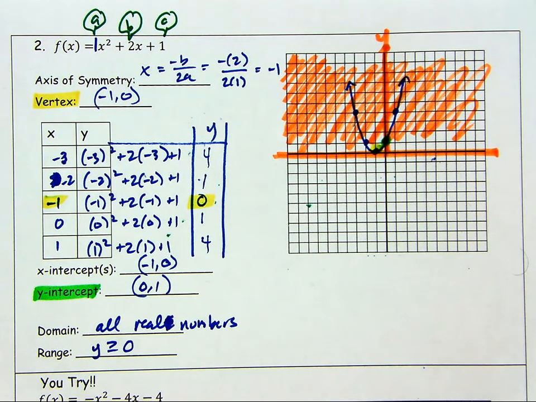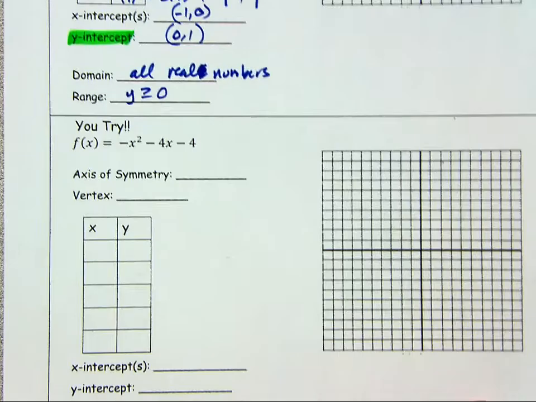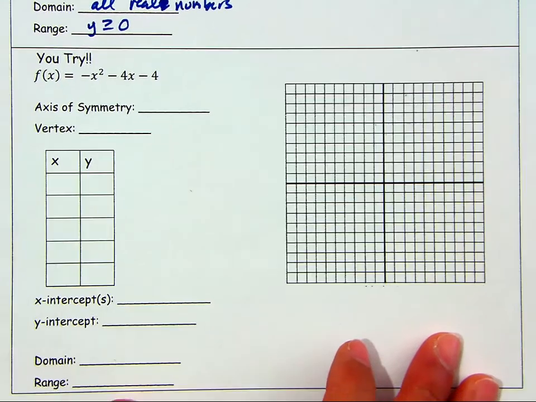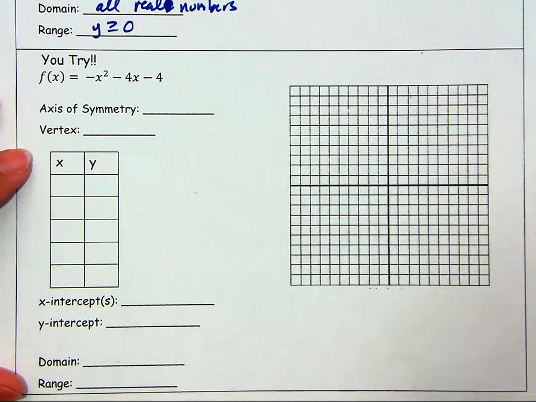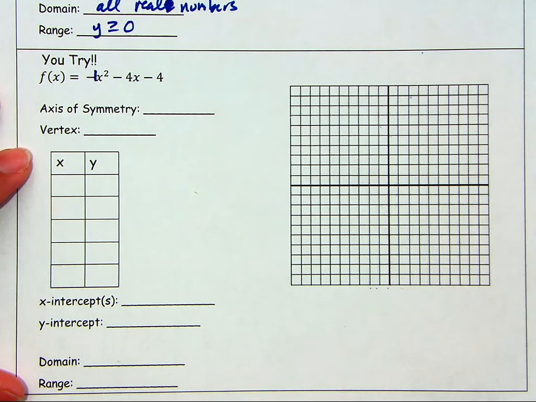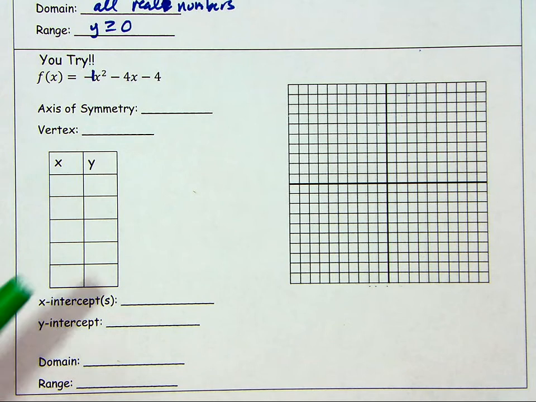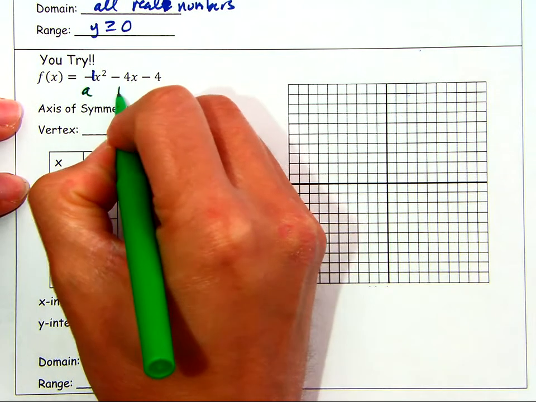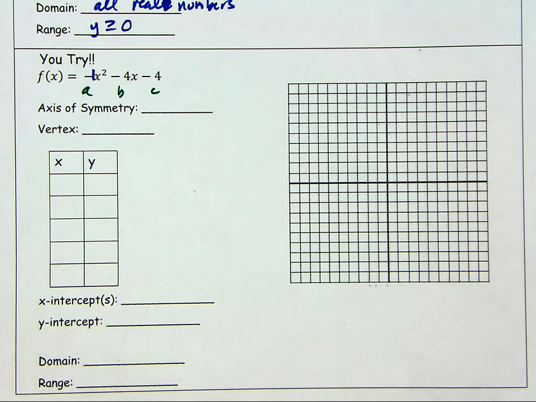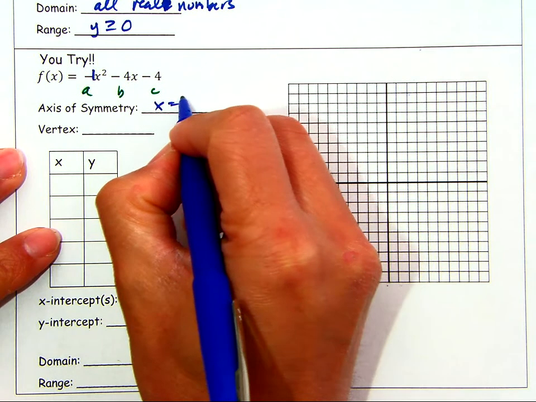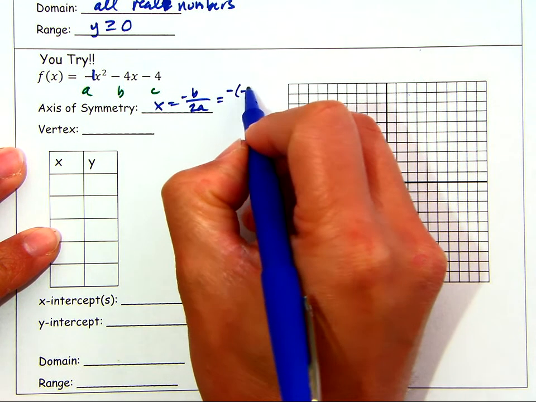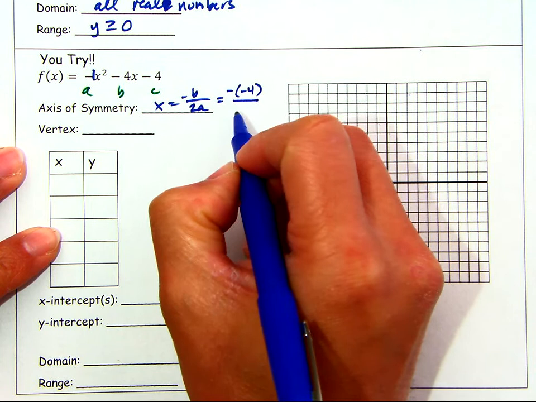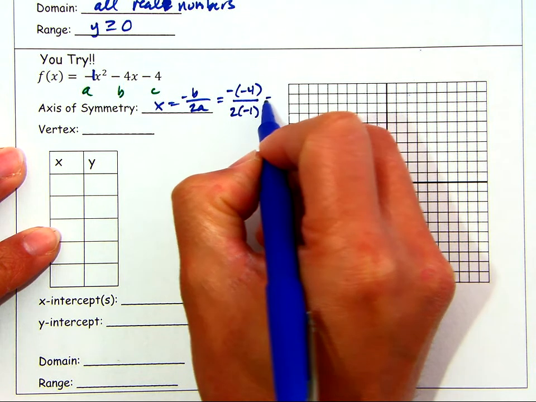Okay, the last problem is a U-try, so I would encourage you to just pause the video, try this one on your own, and then unpause when you're ready to check your answer with me. All right, so I'm going to put the coefficient of negative 1 there and label these. This is my A, my B, and my C. Okay, so x equals negative b over 2a. It's going to be the negative of negative 4 divided by 2 times negative 1. So that's 4 over negative 2, so negative 2.